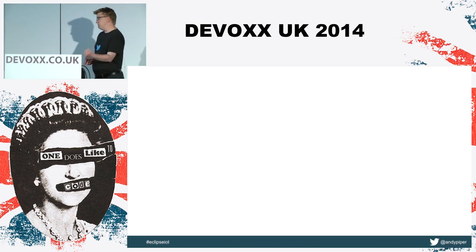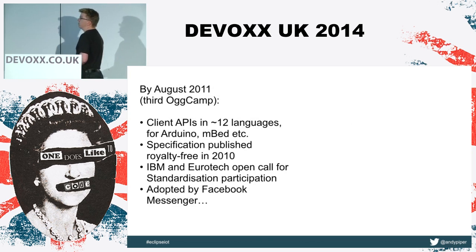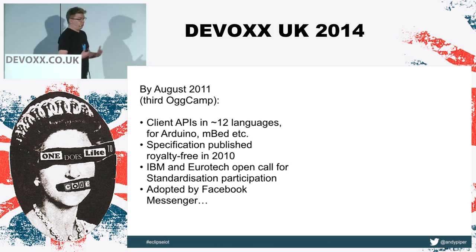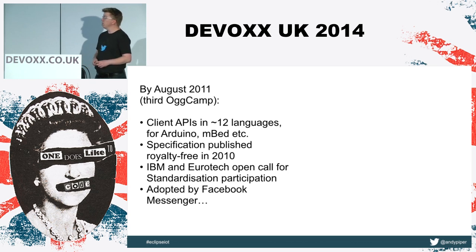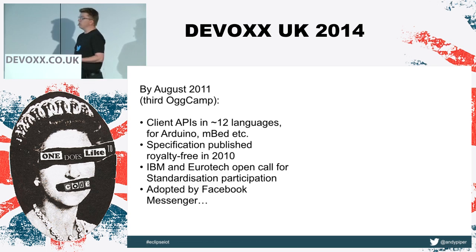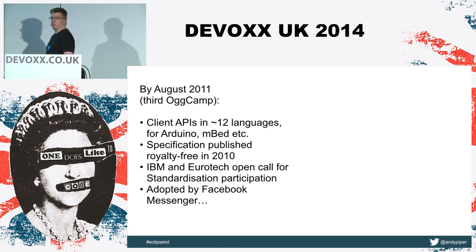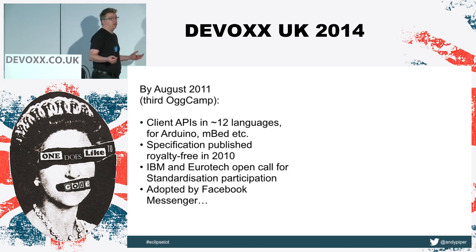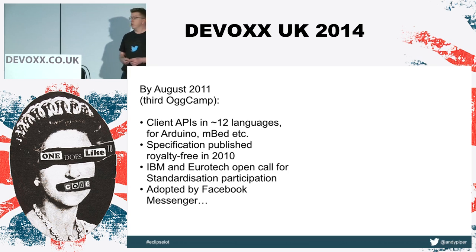So that was 2009 to 2010. The second OggCamp was in 2010. By the third OggCamp in 2011, where I spoke about what had happened to this community that I was helping to evolve and shepherd along, by that time we had a number of different client APIs, different languages, Java, C, starting to get into things like Python, Perl as well. And we also started to get onto some devices like the Arduino, the Mbed, some of the small prototyping boards. The specification was republished royalty-free with some clarifications in 2010. We started to open it up. We said we're going to take this thing to a standards body. I say we, I was at IBM at the time.